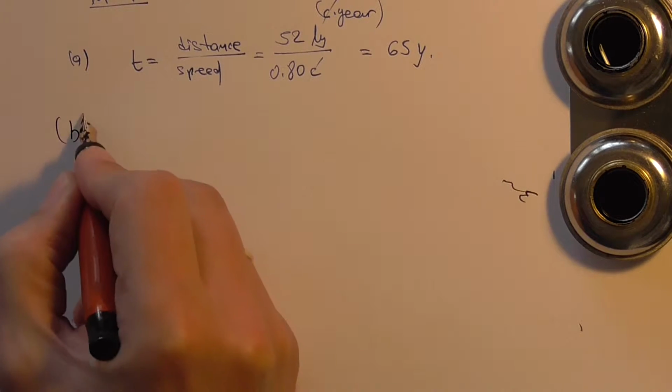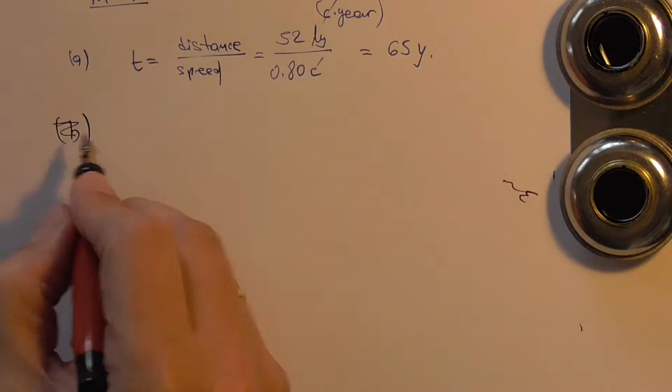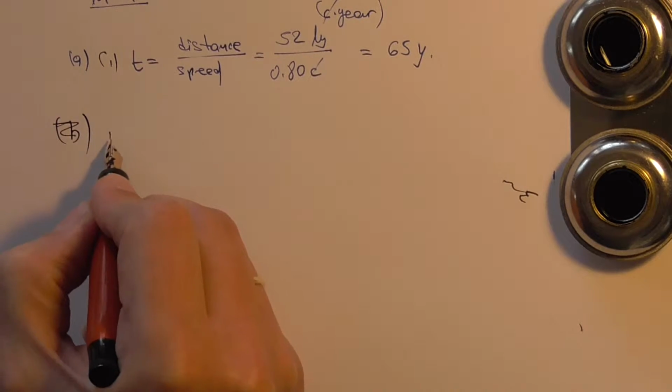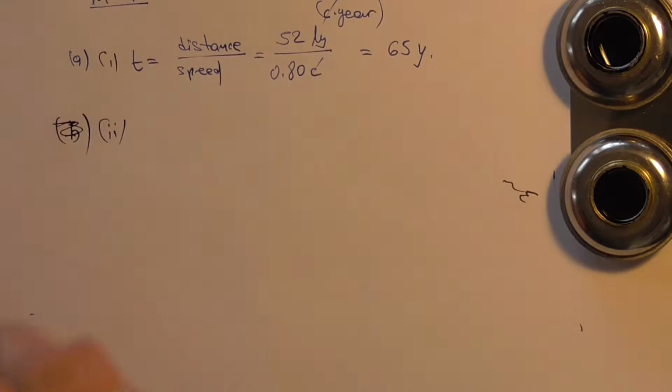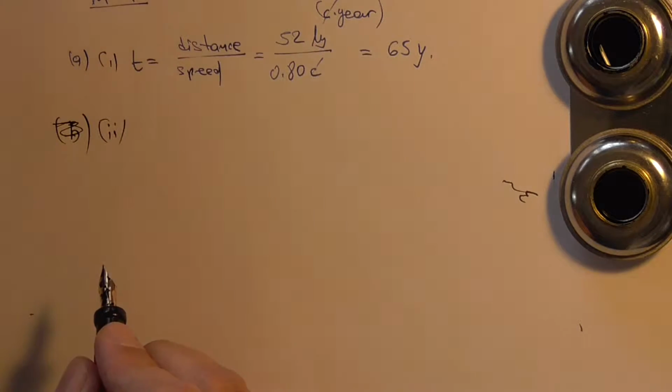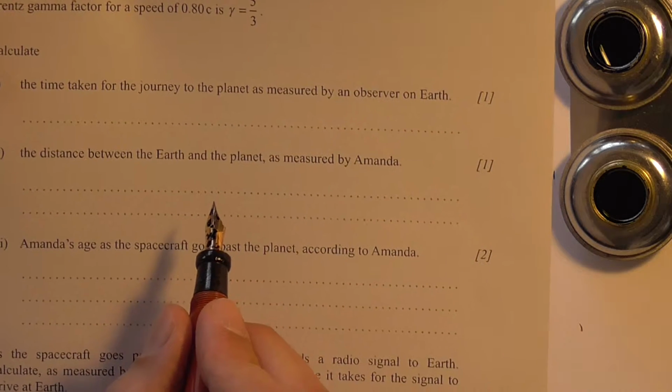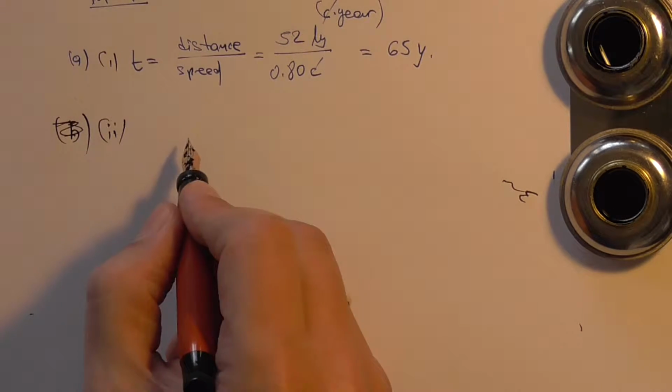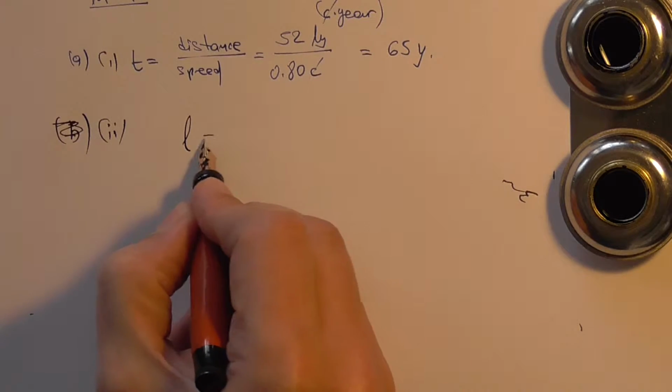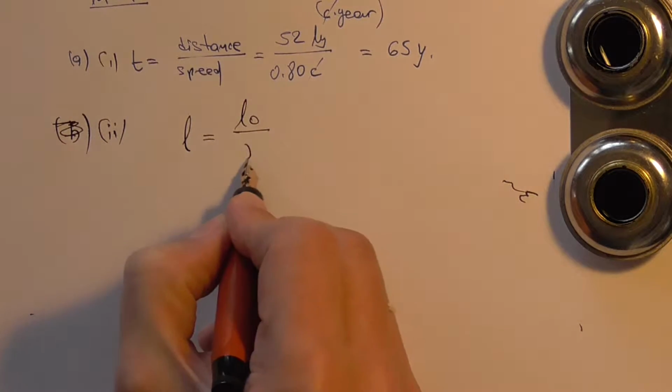So this was 1, this was 2. It's not B. B will come later. The distance between the Earth and the planet. So this is now length contraction. Okay. So L is equal to L0 divided by gamma.